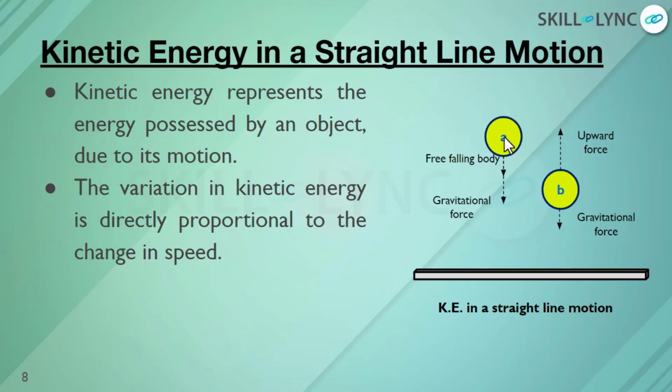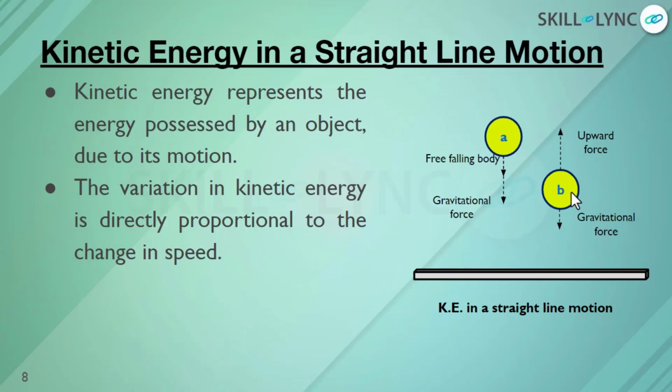Let us assume two objects, object A and object B. Suppose object A is coming downwards towards the earth. So it would be a free falling object coming from the sky. The force acting on object A would be equal to the gravitational force of the earth. Similarly, object B is thrown upwards.